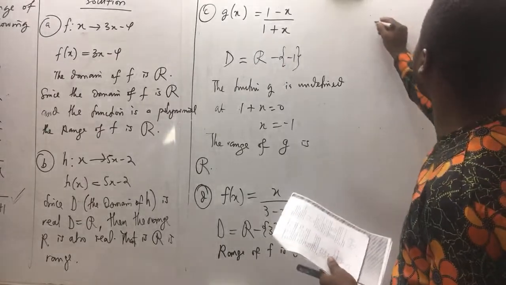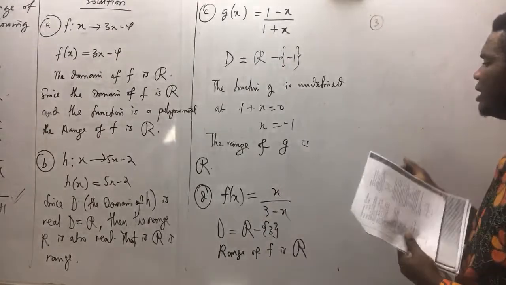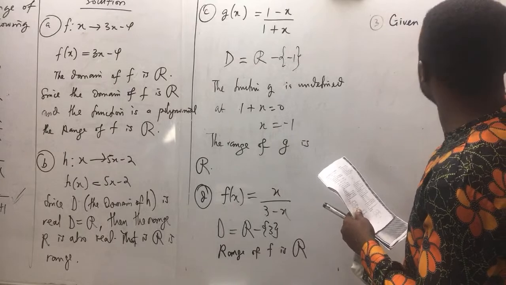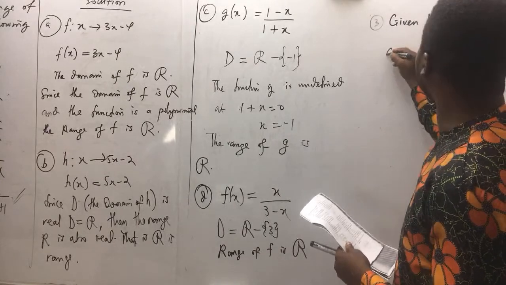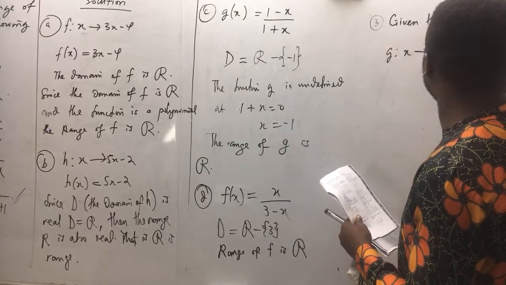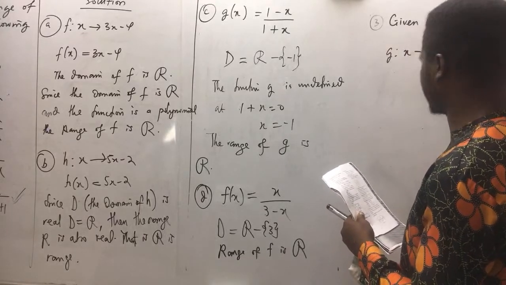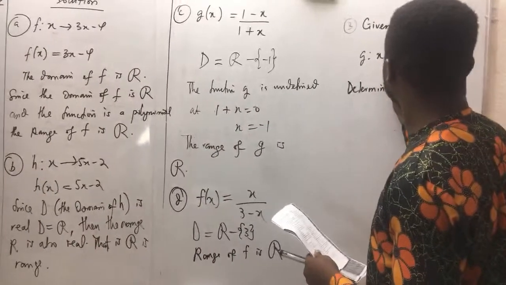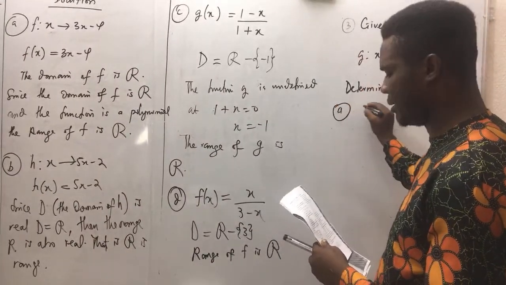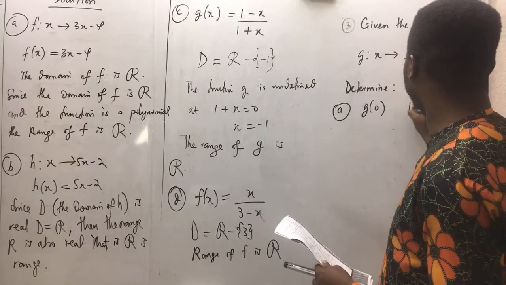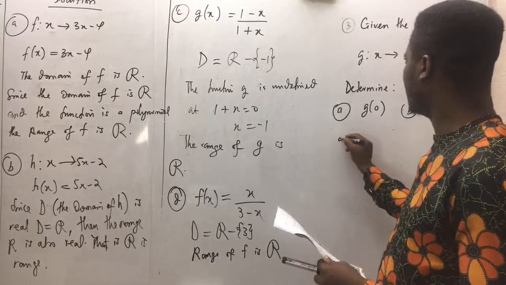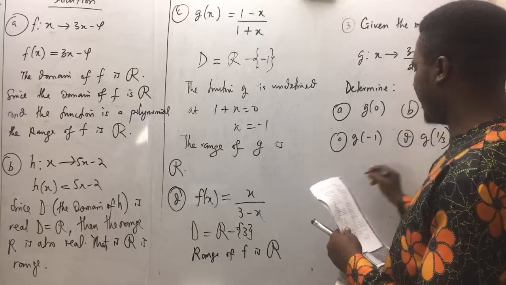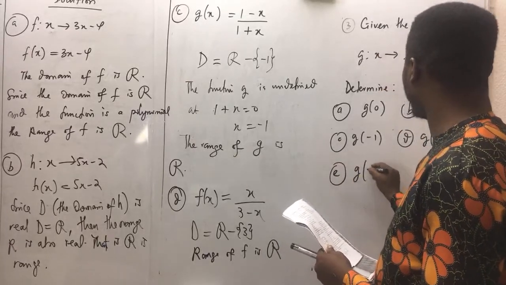So in example 3, we have the question that says, given the mapping g(x) = (3 + x) / (2x - 1), determine: A, g(0); B, g(1); C, g(-1); D, g(1/3); and E, g(-1/2).